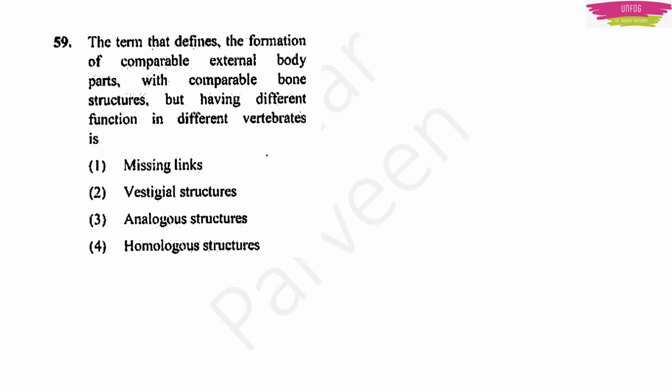Now next question we have, the term that defines the formation of comparable external body parts with comparable bone structures but having different functions in different vertebrates is? Option 1 is given as missing links, option 2 vestigial structures, option 3 analogous structures, and option 4 homologous structures. Now he's talking about those external body parts which have comparable or similar bone structures, but the functions of those bone structures are different. So such structures are called homologous structures.